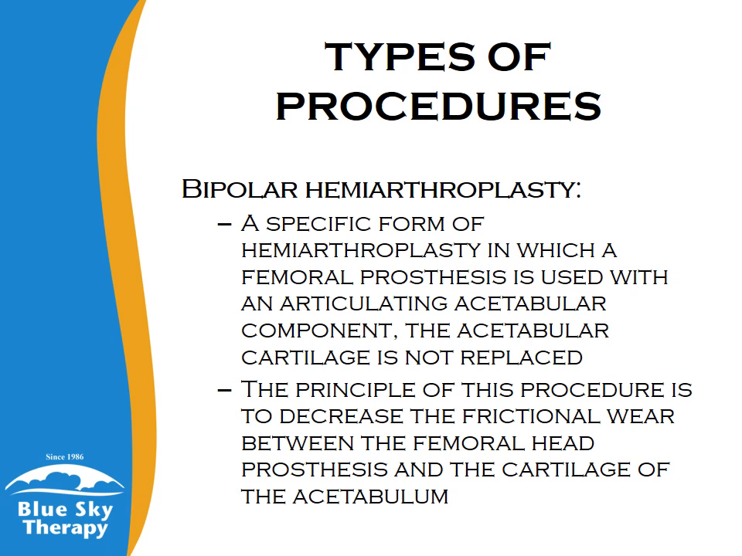A bipolar hemiarthroplasty is a specific form of hemiarthroplasty in which a femoral prosthesis is used with an articulating acetabular component. The acetabular cartilage is not replaced. The principle of this procedure is to decrease the frictional wear between the femoral head prosthesis and the cartilage of the acetabulum.